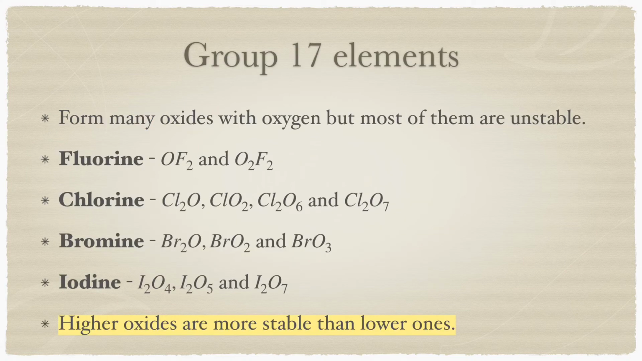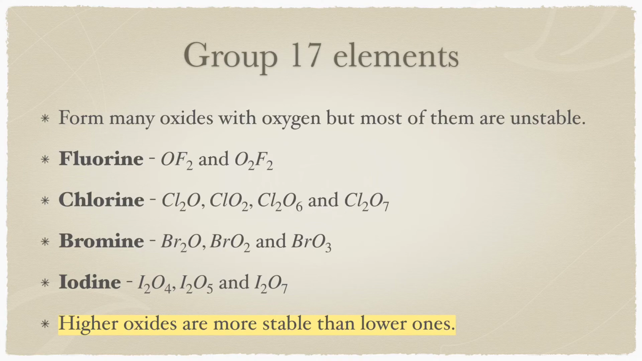Now group 17 elements form many oxides with oxygen, but most of them are unstable. First one, fluorine. Fluorine forms OF2 and O2F2. Of these, OF2 is thermally stable at 298 Kelvin. Both are said to be fluorinating agents. O2F2 oxidizes plutonium to PuF6 and the reaction is used in removing plutonium as PuF6 from spent nuclear fuel. Now we will be seeing chlorine oxides.